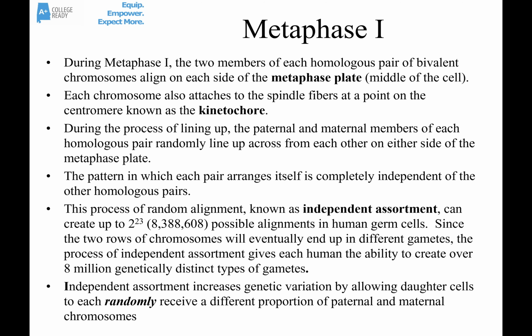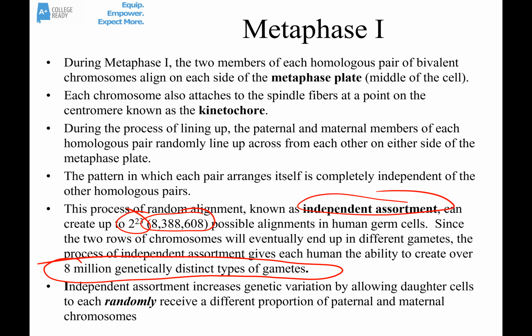In humans, since there are 23 homologous sets of chromosomes, because of independent assortment, which this random alignment is called, the chromosomes can line up in 2 to the 23rd possible alignments. That's over 8 million different ways. And since these two rows of chromosomes will eventually end up in different gametes, this process of independent assortment alone gives humans the ability to create over 8 million genetically distinct types of gametes. So it's another important source of genetic variation.